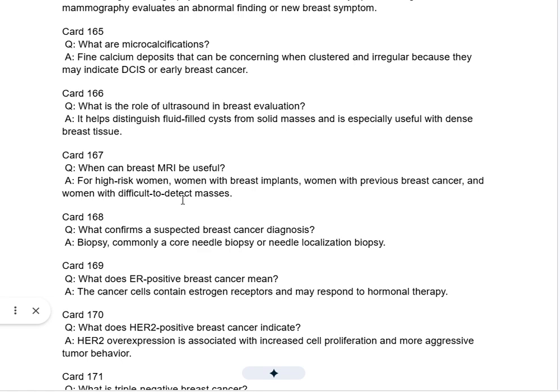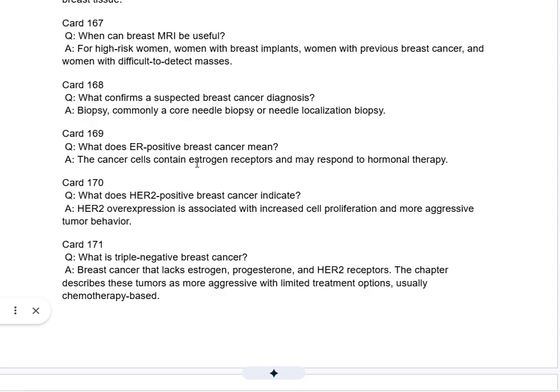Card 168. Q. What confirms a suspected breast cancer diagnosis? A. Biopsy, commonly a core needle biopsy or needle localization biopsy. Card 169. Q. What does ER-positive breast cancer mean? A. The cancer cells contain estrogen receptors and may respond to hormonal therapy. Card 170. Q. What does HER2-positive breast cancer indicate? A. HER2 overexpression is associated with increased cell proliferation and more aggressive tumor behavior.